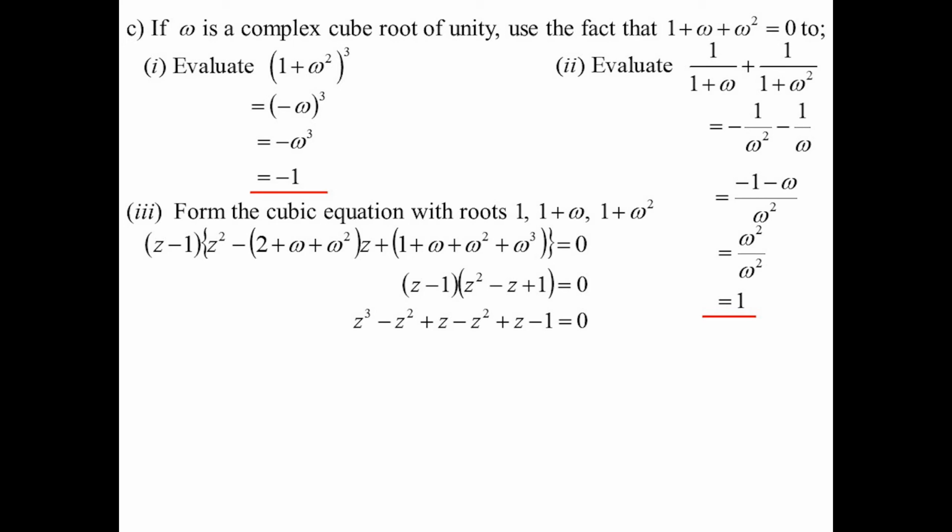Z cubed minus z squared plus z, minus z squared plus z minus 1. What's that? There it is. Z cubed minus 2z squared plus 2z minus 1 is equal to 0. So what about if we had to solve an equation like this? It's a quintic equation. How do we factorise it?